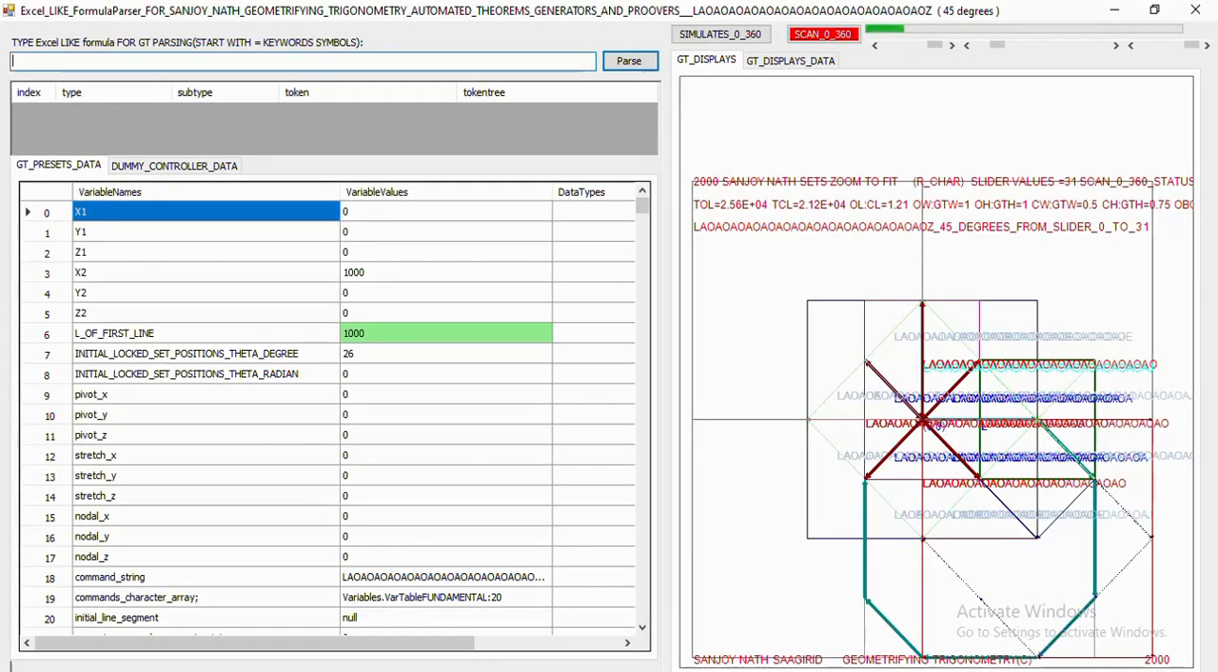Welcome friends. In Sanjoy Nath's Geometrifying Trigonometry, the first mission is to convert any trigonometry expression into its Euclidean geometry, the kind of geometry that you can assume in Euclidean geometry.